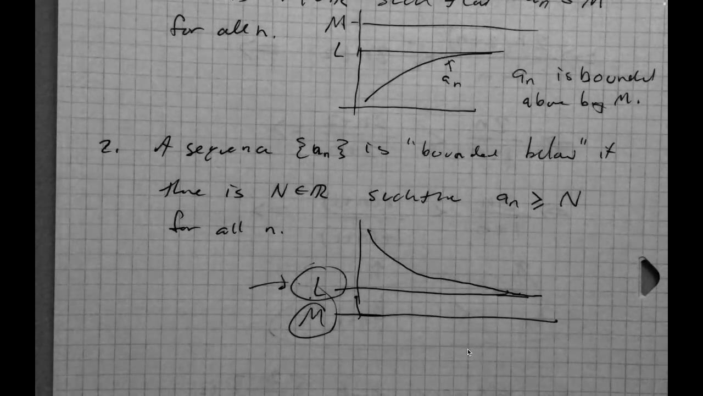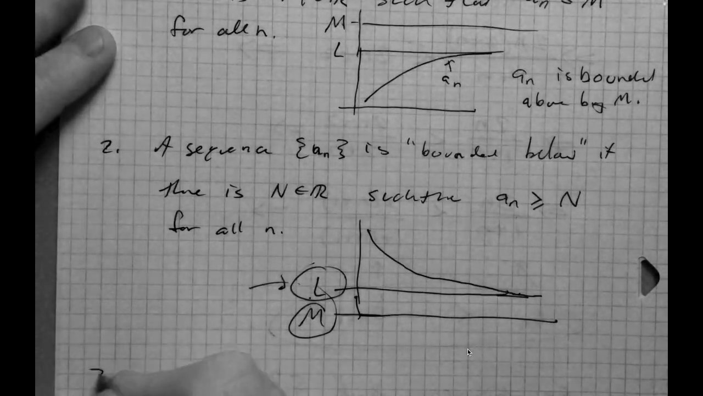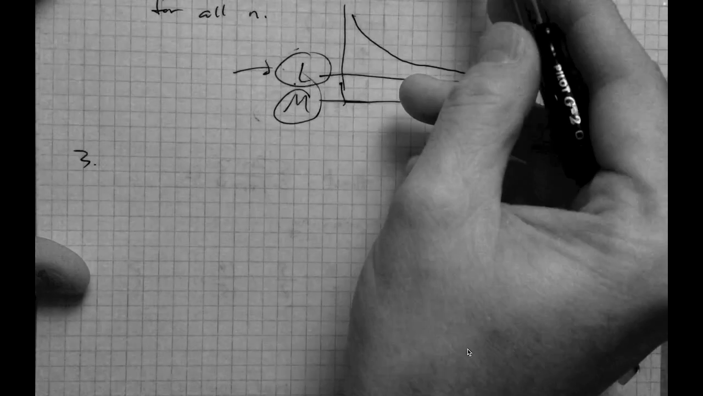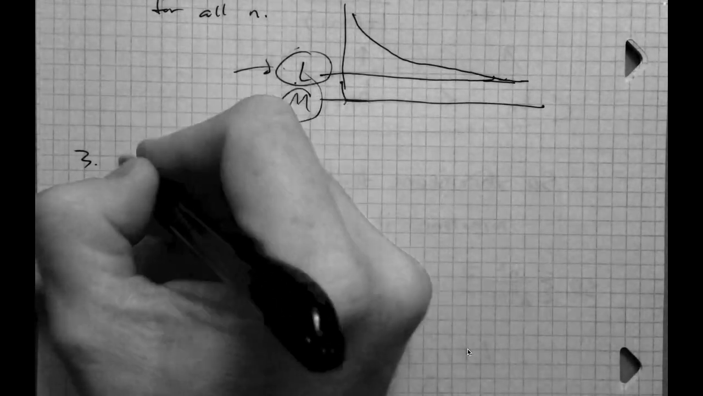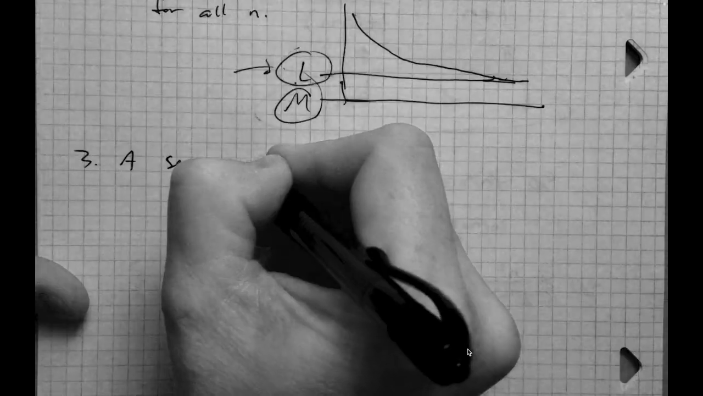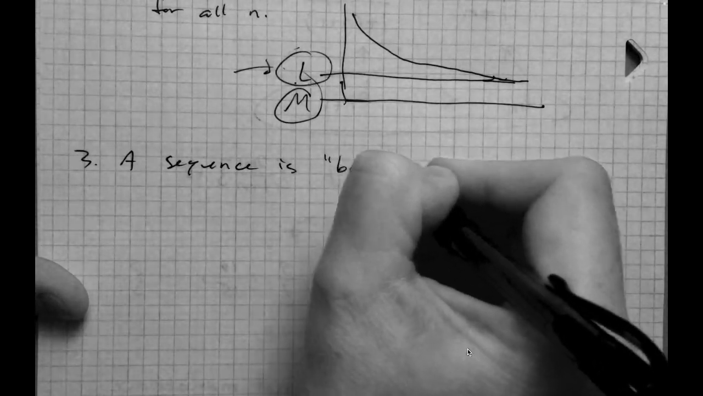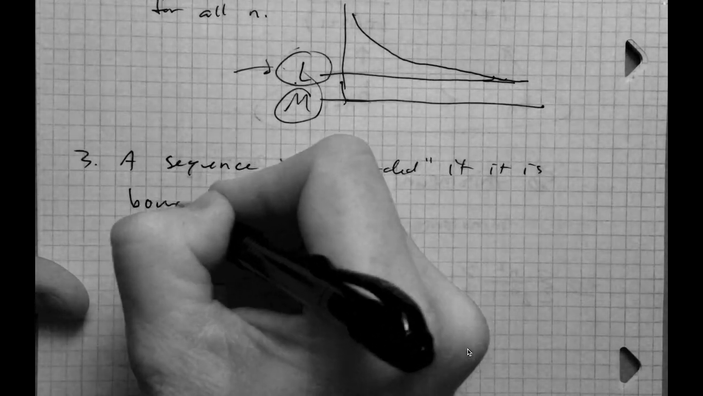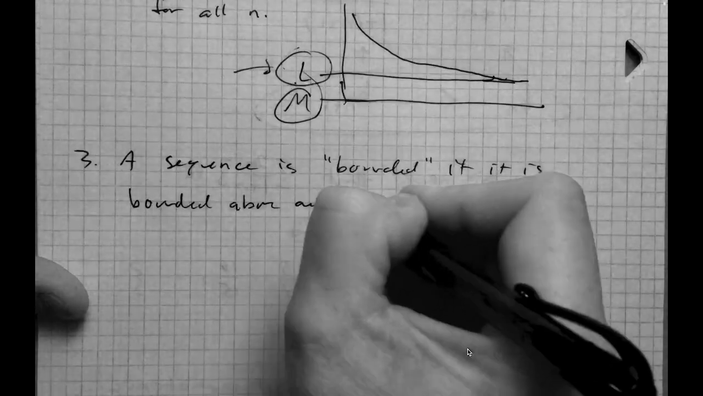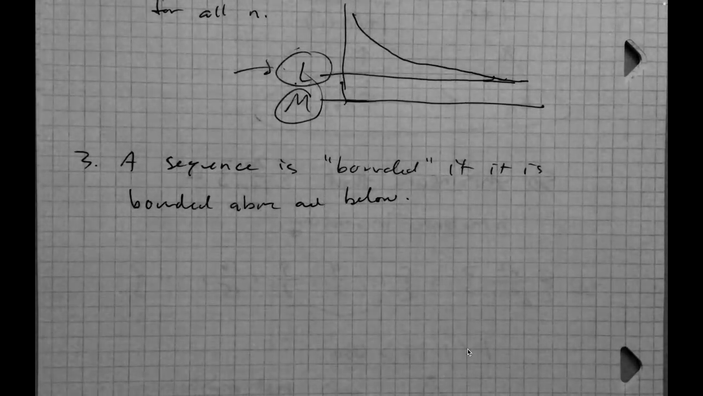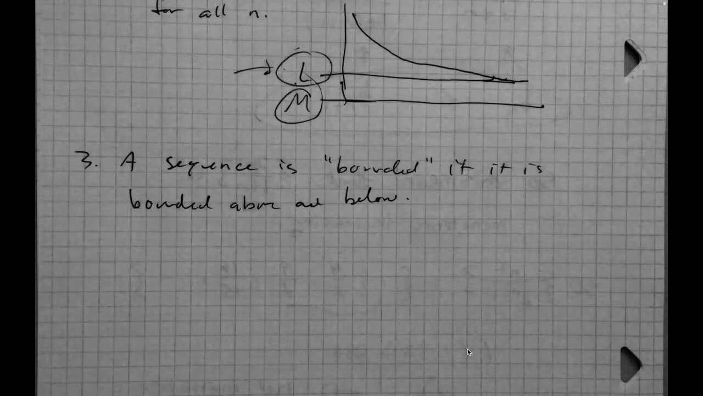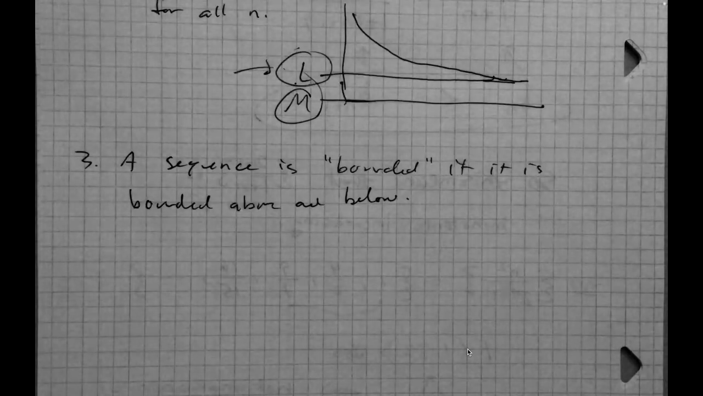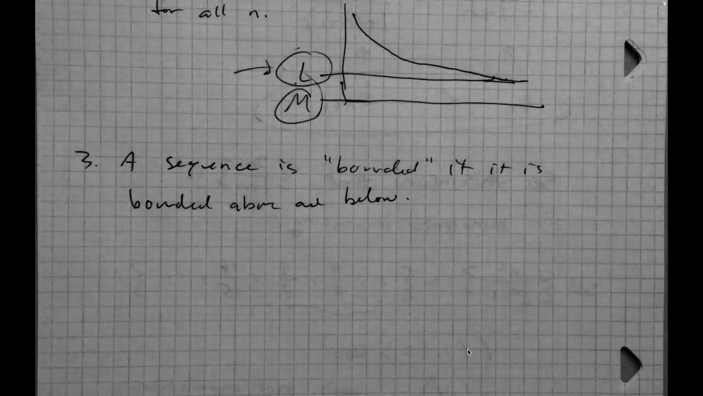And then finally, we say that a sequence is bounded if it is bounded above and below. So you've got different levels of bound. You can be bounded above, you can be bounded below, or you can be both. That's all well and good.